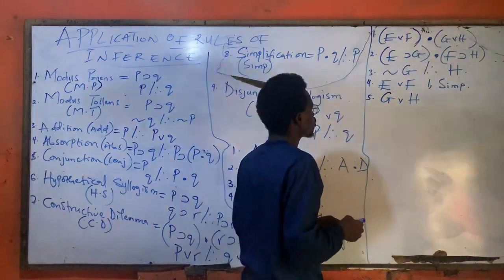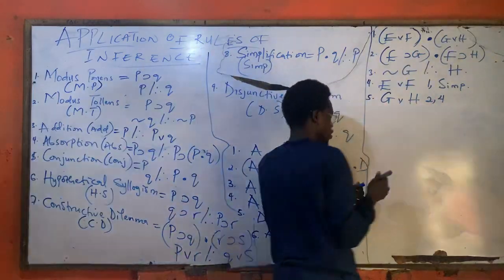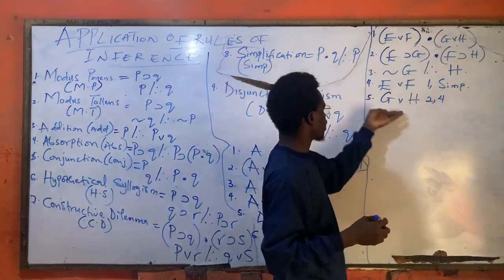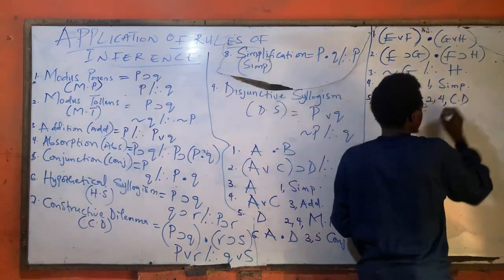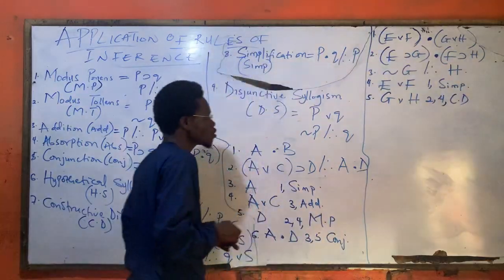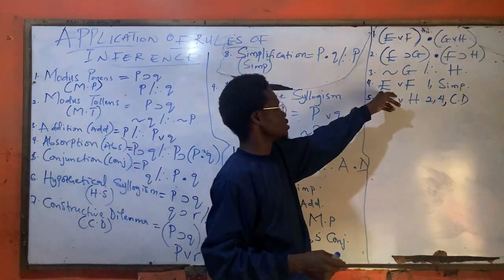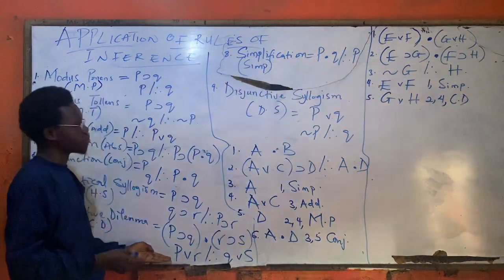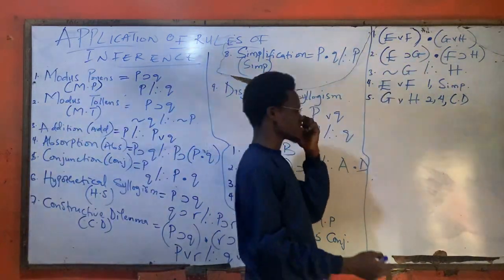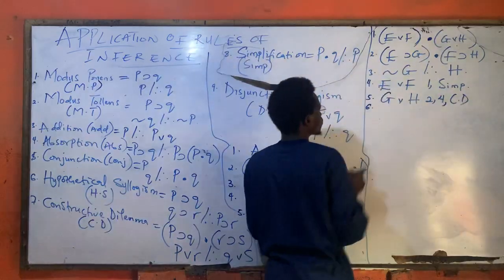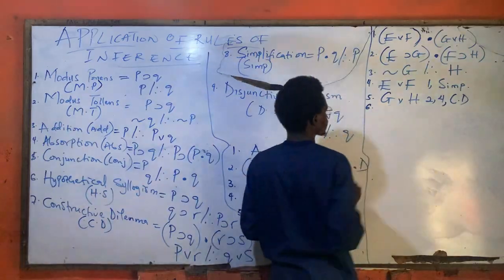H. So my line 2 and line 4 are the basis provided to arrive at G or H using the rule of constructive dilemma. I have E implies G and F implies H. My line 4, E or F, has already served as the second premise under constructive dilemma. Therefore, G or H. So we keep going because that's not our final answer yet.